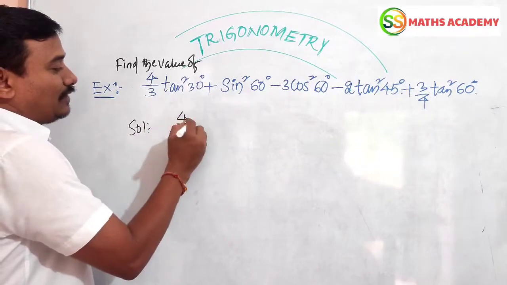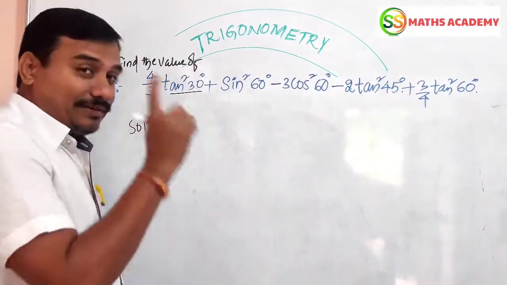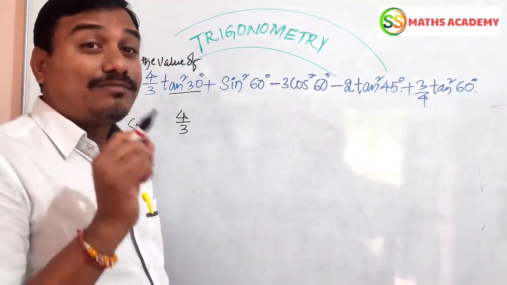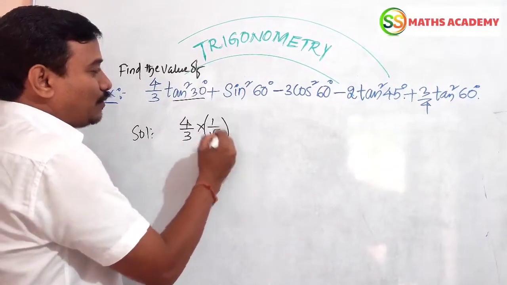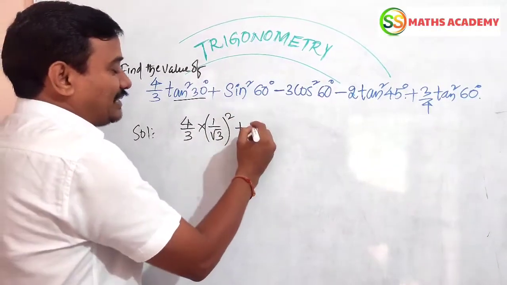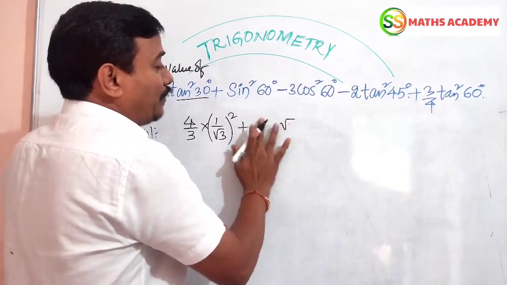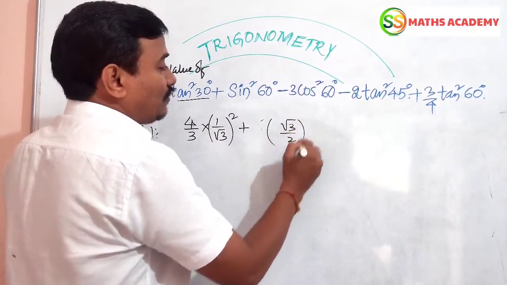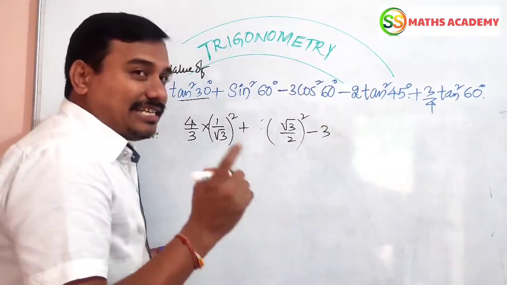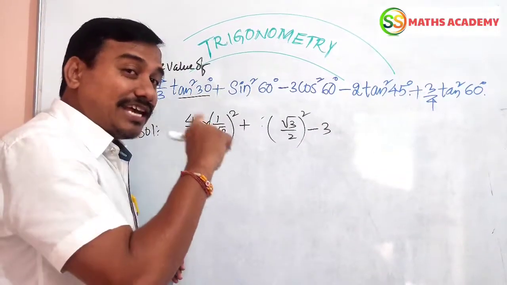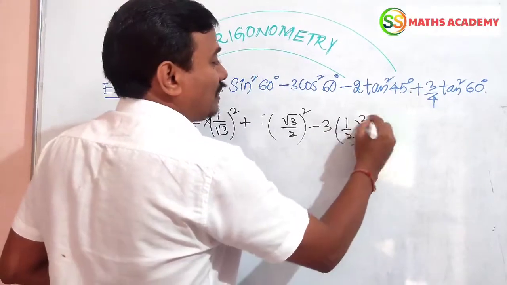Solution. 4 by 3 we write as it is. Tan square 30: by the table, tan 30 is 1 by root 3, so 1 by root 3 whole power 2. Plus sin 60: from the table, sin 60 is root 3 by 2, so root 3 by 2 whole square. Minus 3 cos square 60: sin 30 and cos 60 are the same, sin 30 is 1 by 2, so cos 60 is also 1 by 2, whole square.